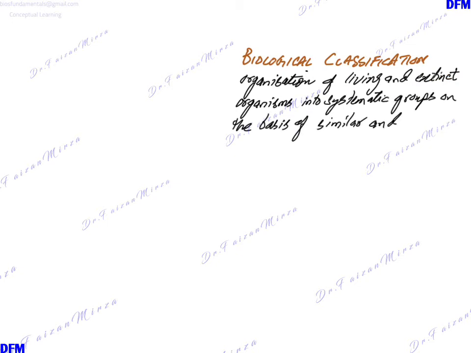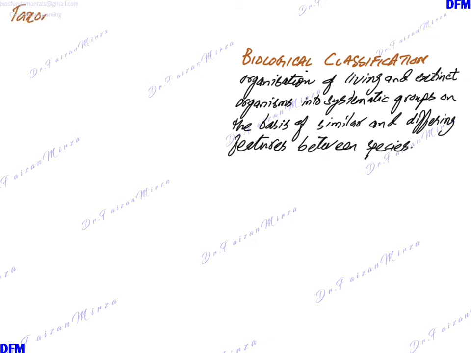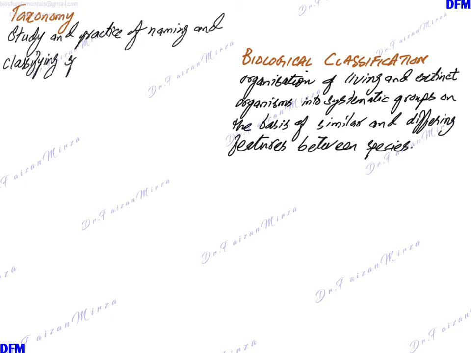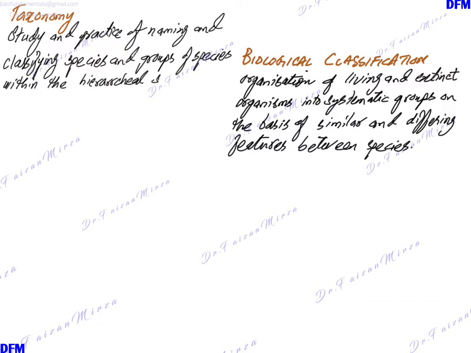First of all, biological classification. What is biological classification? It's basically just the organization of living and extinct organisms into systematic groups on the basis of similarities and differing features between these species. What's taxonomy? Taxonomy is the study and practice of naming and classifying species and groups of species within the hierarchical scheme which basically deals with biological classification.